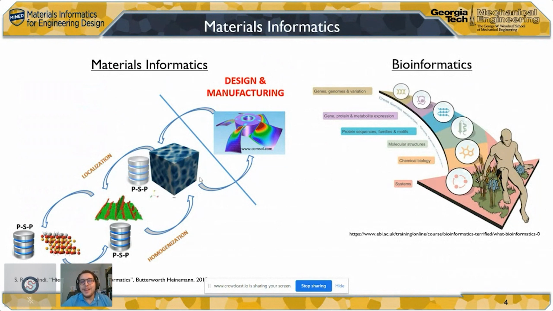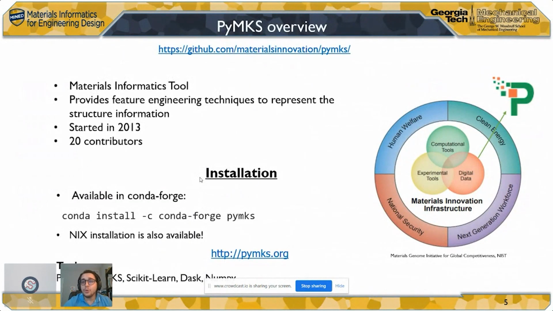All right. So basically, materials informatics is like bioinformatics. We're trying to understand the hierarchical structure of materials to support material development and have better materials. To do that, we need to understand how the processing conditions affect the structure, and how the structure affects the property of interest. PyMKS is a tool that provides feature engineering to understand the microstructure better. It provides a statistical representation of microstructures, which enables us to build structure-to-property or process-structure linkages.